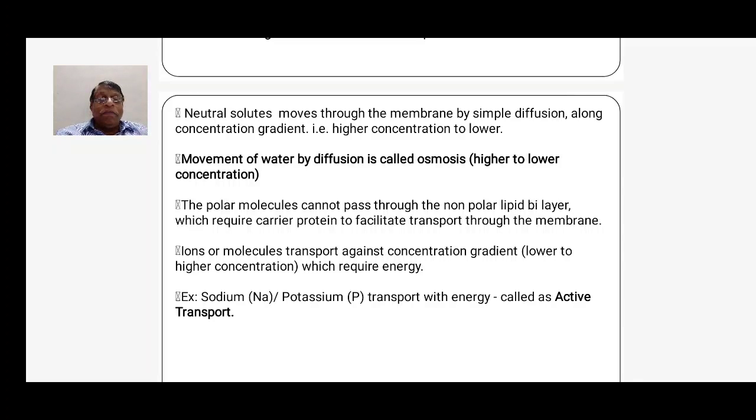We can climb with the expenditure of the energy. This is actually what we call active transport.